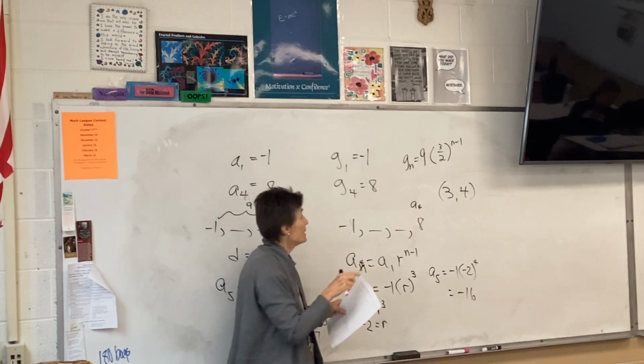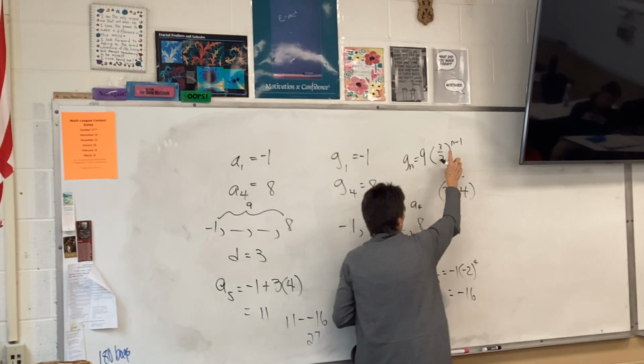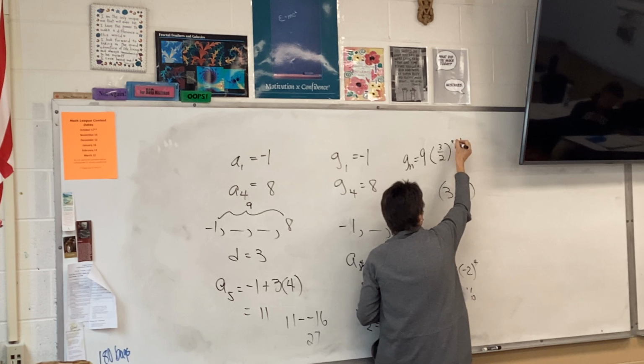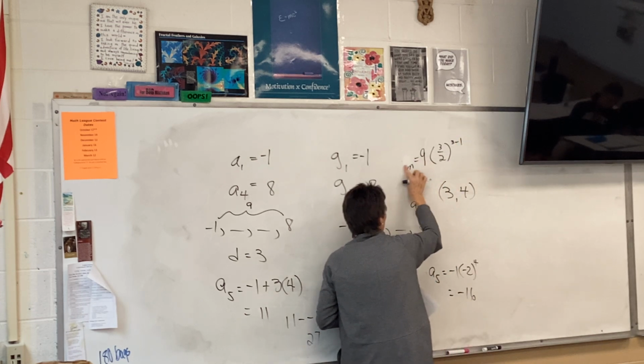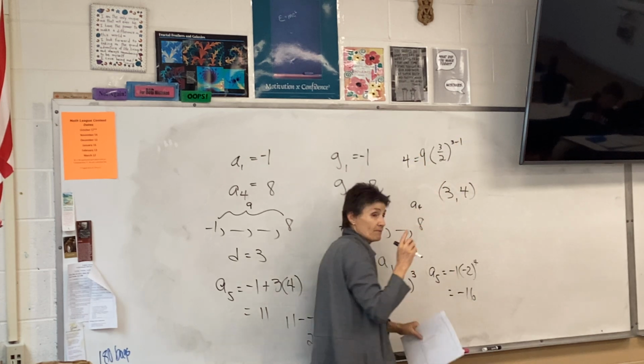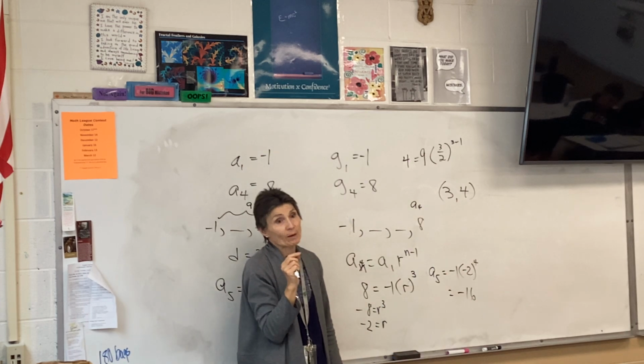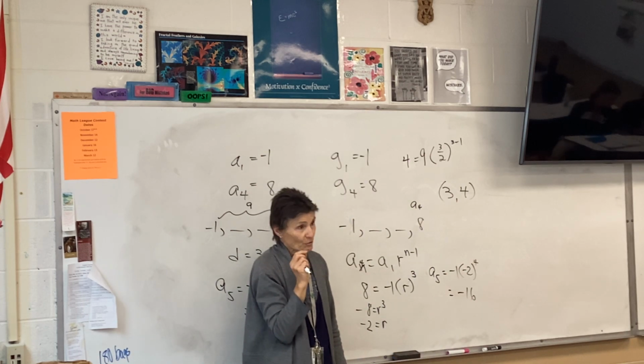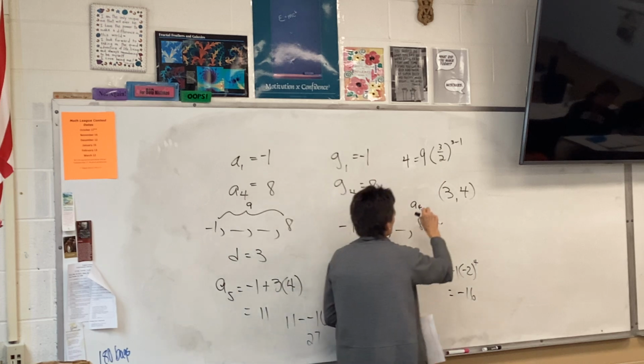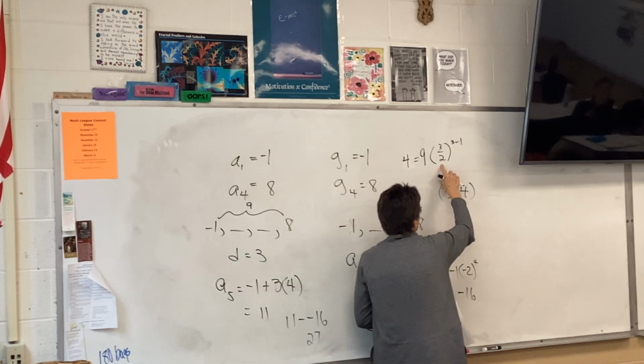3, 4? So what that means is, if I put a 3 in here, I have to get 4. If that's true, then you have the right equation. If it's not true, then you don't. So, what's 3 halves squared?